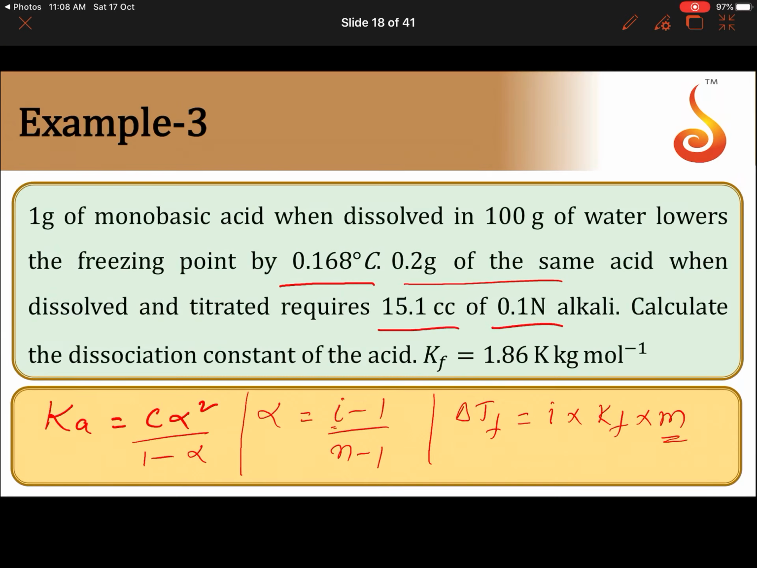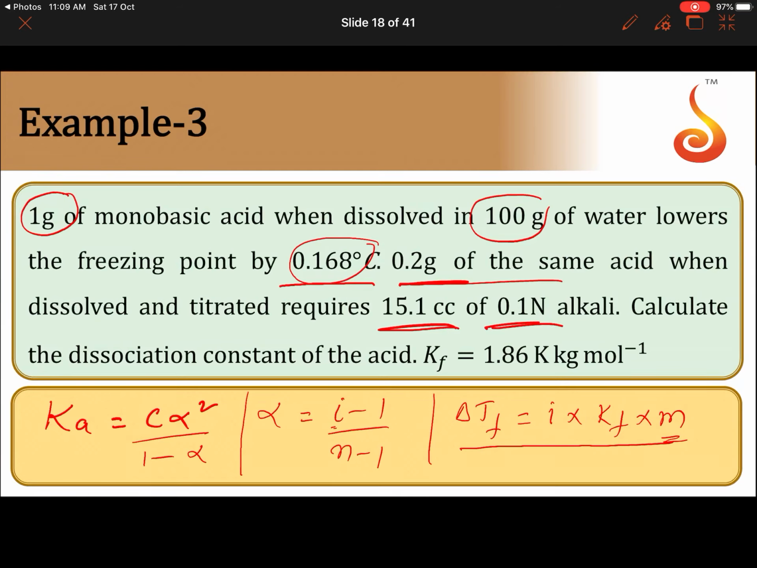If you see the question, the mass of solute is given, the mass of solvent is given, and delta Tf is given. But the molecular mass of solute is not given. So unless we know the molecular mass of solute, we cannot apply this formula. So the molecular mass of solute can be found out by applying the law of equivalence, because they have given that 0.2 grams of the same acid when dissolved and titrated requires 15.1 cc of 0.1 normal alkali. So applying the law of equivalence, we have to find out the molecular mass of solute.